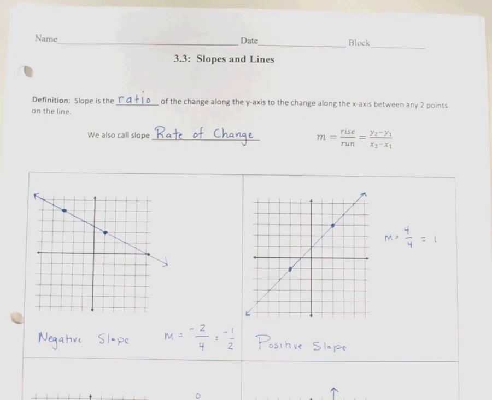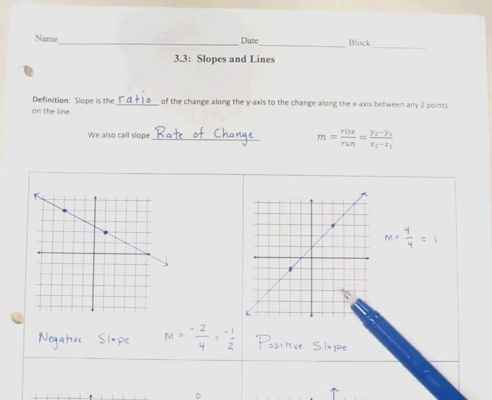A line with a negative slope goes down as you move from left to right. When you count the slope between two points, rise over run, here's a point up here, I would count down 2 units and right 4 units. Moving down goes in the negative direction, so that's -2. Moving to the right is in the positive direction, over 4. And -2 over 4 reduces to -1/2. So as you can see, the slope is negative, and the line also goes down as you move from left to right.